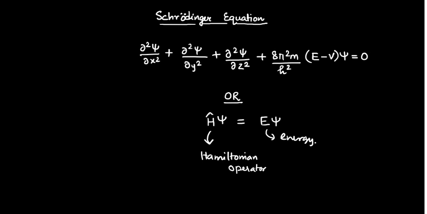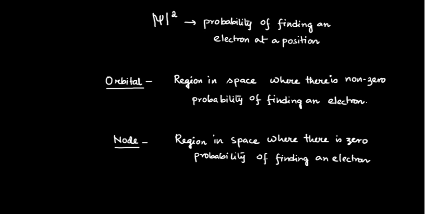Okay. Now, how to determine the position of an electron? Because we have said this psi gives us information about the energy, the position, the velocity and all. So, if we consider psi, have a look here. If we consider psi and we take the modulus of that, modulus means we are not taking into consideration the sign, we are only taking into consideration the magnitude, and we square it. So, that gives us information about the probability of finding an electron at a position. Okay. So, psi square is nothing but the probability of finding an electron at a position.